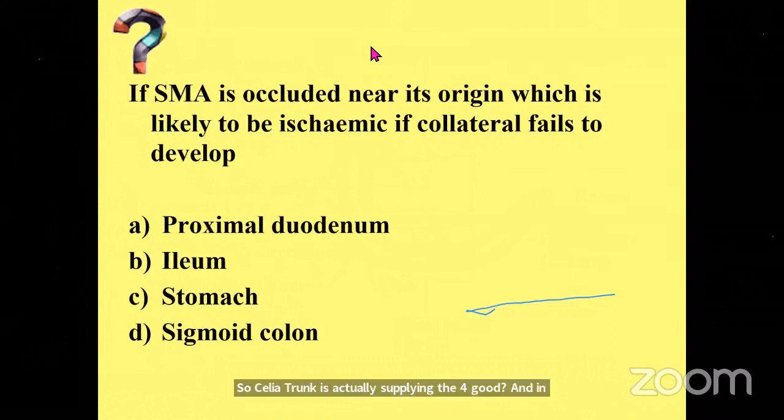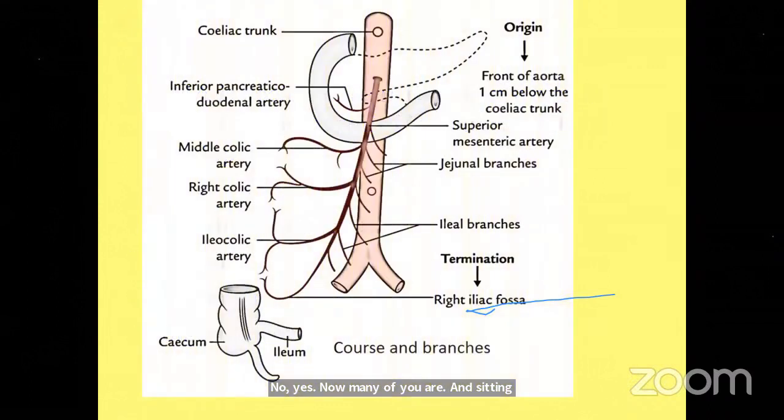Now, yes, many of you are answering it. So let's see, it is ileum. The superior mesenteric artery, we know, has a concavity to the right side and a convexity to the left side. So what are the branches arising from the concavity? You can see the inferior pancreaticoduodenal, then you have the middle colic, right colic, ileocolic.